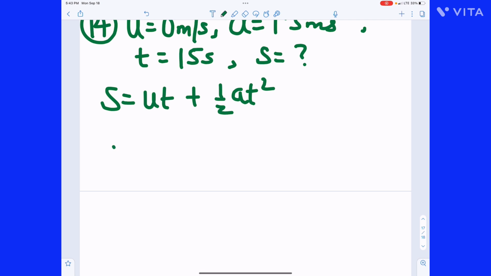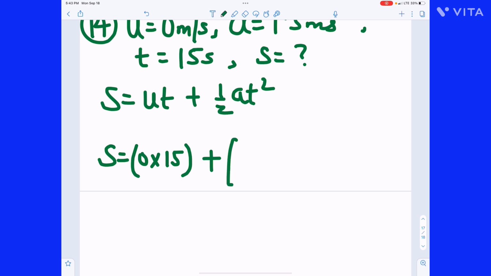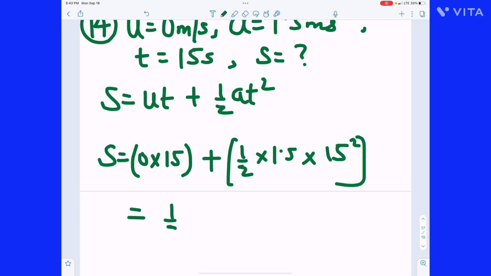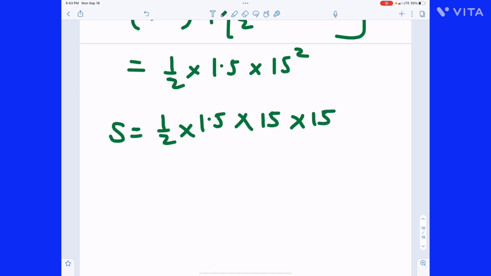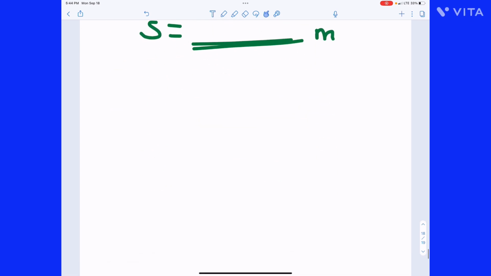So what will I do? s is 0 times 15 plus half at squared. That's half times 1.5 times 15 squared. Distance traveled is half times 1.5 times 15 times 15. So you press your calculator, you get your answer in meters. So that's question 14. Question 15 now.